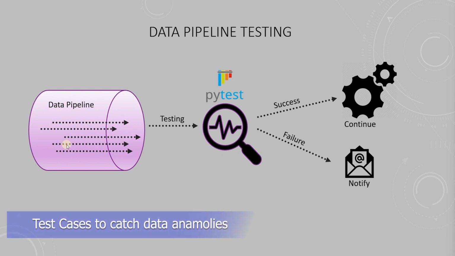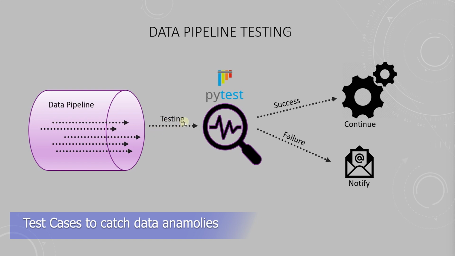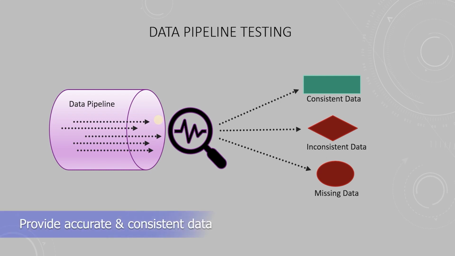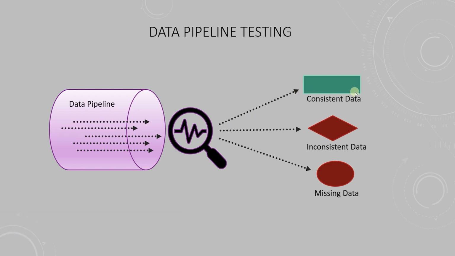Therefore, it is a good idea to put test cases in place to catch data anomalies. A failing test can tell us that an assumption about our data is incorrect. For example, a column that we expected never to be null contains null values, or a column that we expected to be unique contains duplicate values. Testing can also catch flaws in our transformation logic. There are a number of other reasons we should include testing in our data pipelines. Testing ensures that we are providing accurate and consistent data to our consumers.